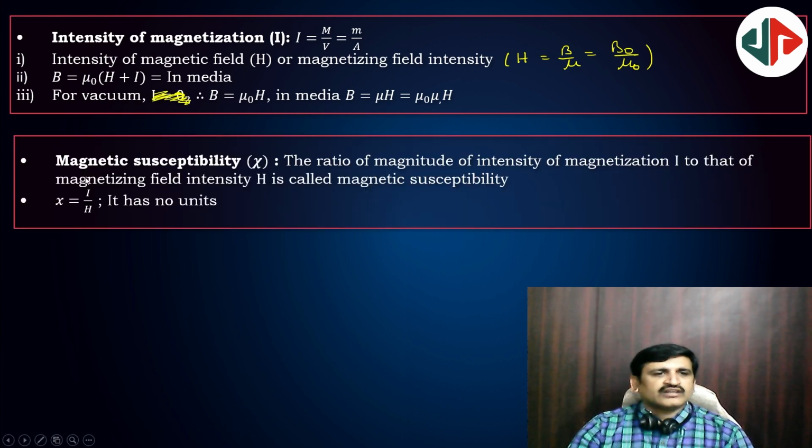Okay, fine. Magnetic susceptibility. It is the ratio of the attained magnetic field intensity to the applied magnetic field intensity, nothing but intensity of magnetization by intensity of magnetic field. So I by H is the susceptibility chi. It has no units.